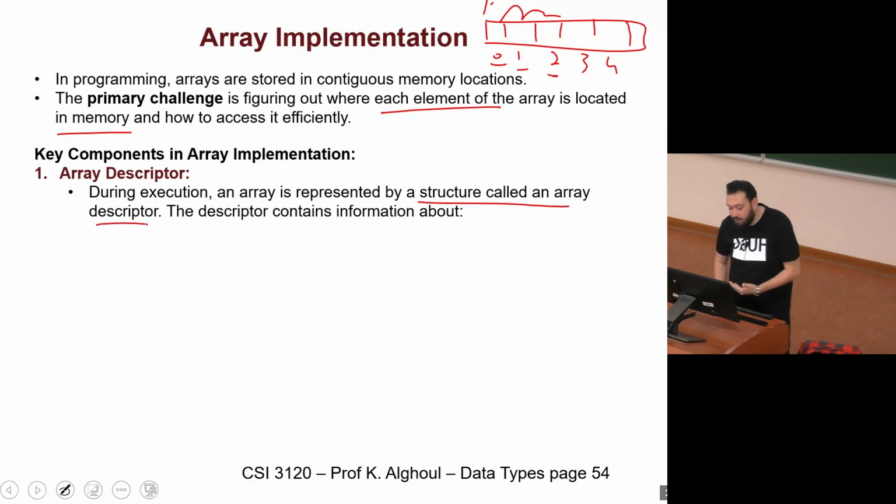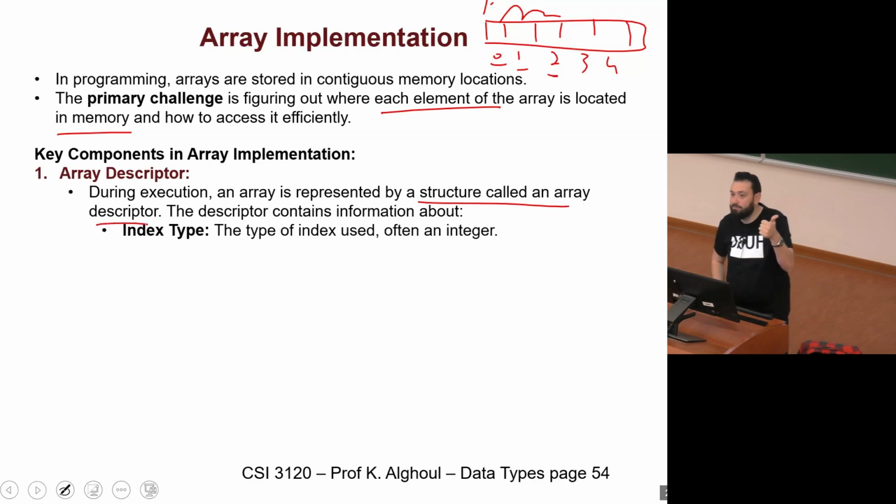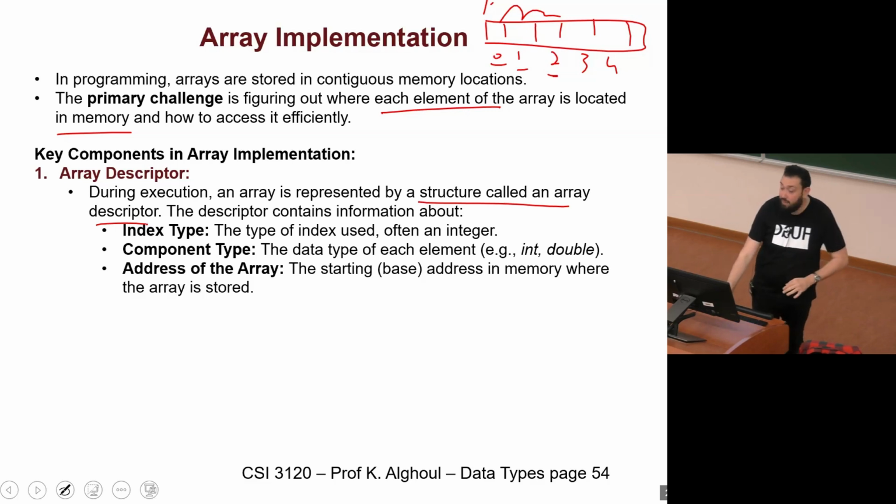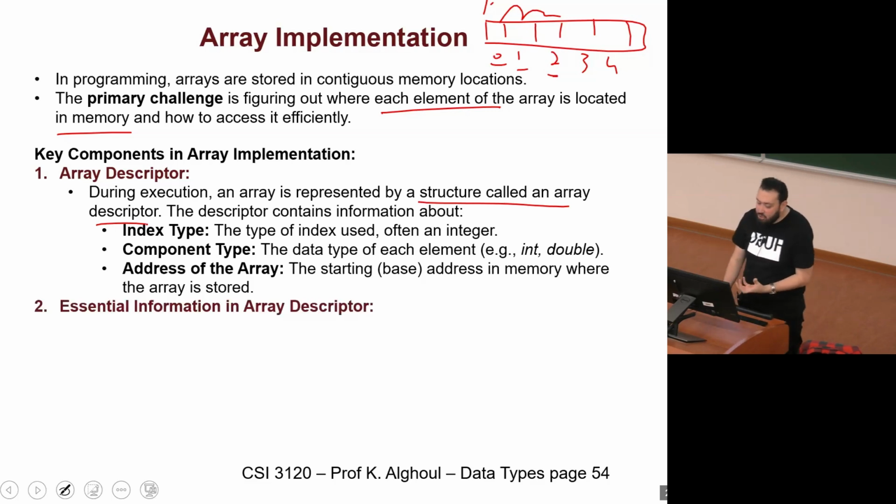As we mentioned, the descriptor contains information about what? Index type. What else do we need? The type of the index, and then the component type, the data type, for example, inside this array: is it an int, is it a character? And then the address of the array. Now, what is the essential information in the array descriptor?